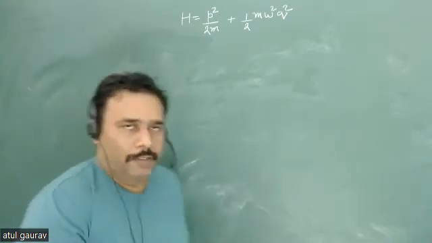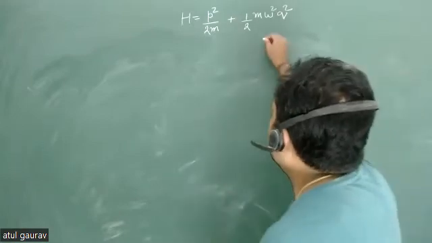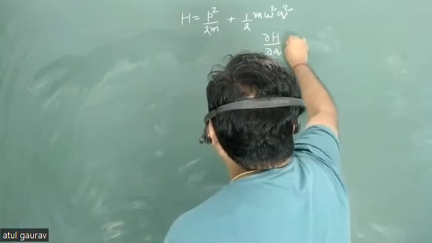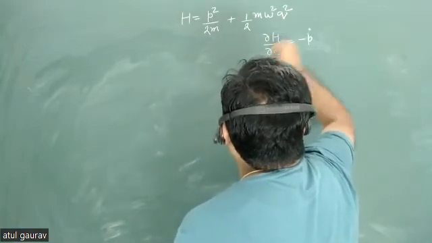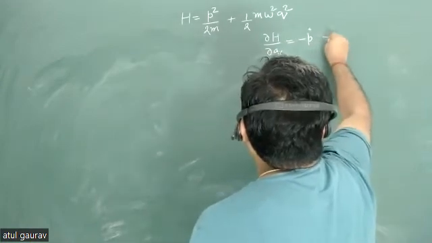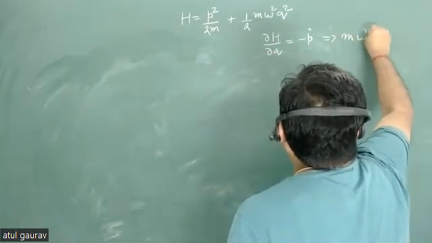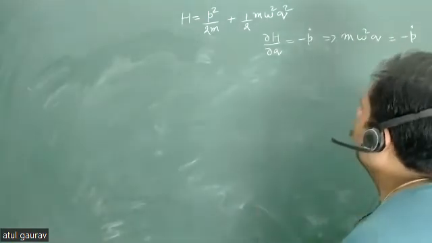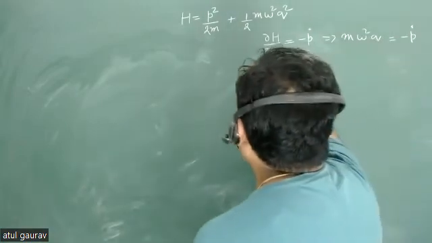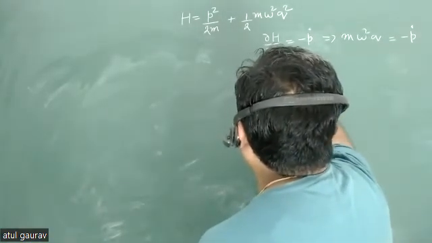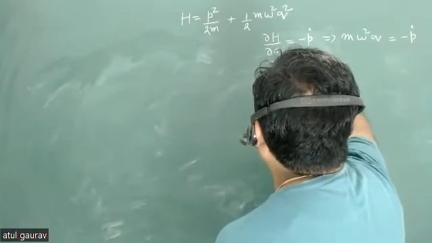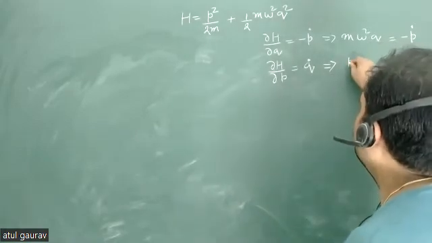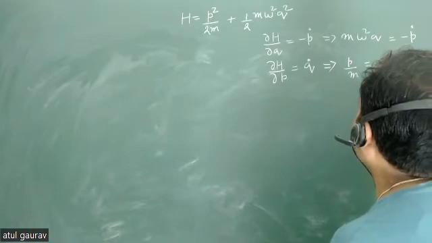We have to solve the Hamiltonian equations of motion, and what will they be? Del H upon del q is equal to minus p dot. So this value is basically m omega square q is equal to minus p dot. And the second thing is, del H upon del p is equal to q dot, which is equivalent to p by m is equal to q dot.